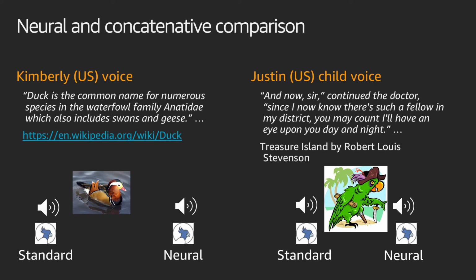Here is standard. Duck is the common name for numerous species in the waterfowl family Anatidae, which also includes swans and geese. And here the neural counterpart. Duck is the common name for numerous species in the waterfowl family Anatidae, which also includes swans and geese.